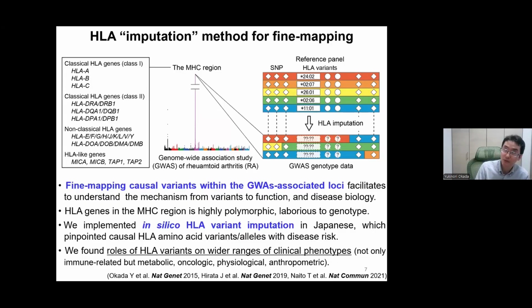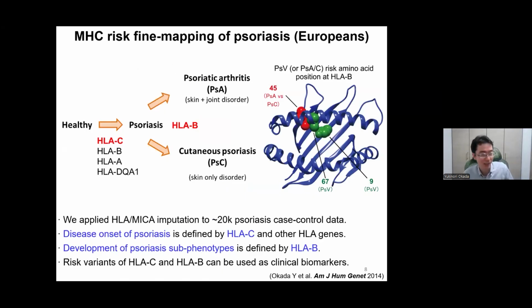So I learned this method more than 10 years ago when I was a postdoc in the United States. My first HLA imputation analysis was on psoriasis. I occasionally got a collaboration with the University of Michigan, and I applied HLA imputation to 220,000 psoriasis cases. What we found is that HLA-C defined the risk of psoriasis. But once you have psoriasis, whether you get arthritis or not is defined by HLA-B, not C but B. So different HLA genes and alleles affect the risk of the disease and the prognosis of diseases differently.